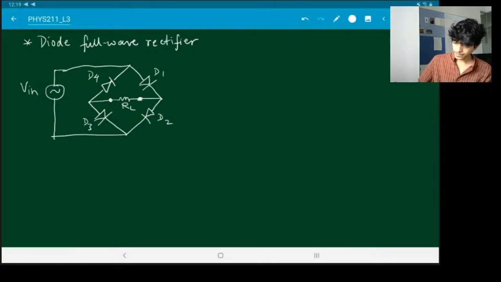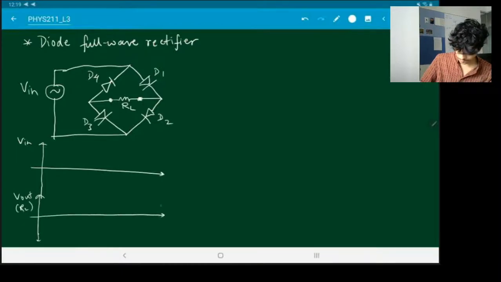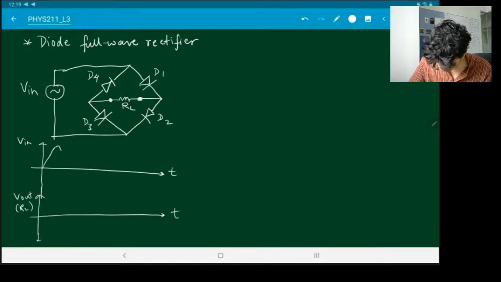Now let's see what happens. So this is the input, and right under this I'm going to plot the output as well across RL. So the input is of course a sine wave.